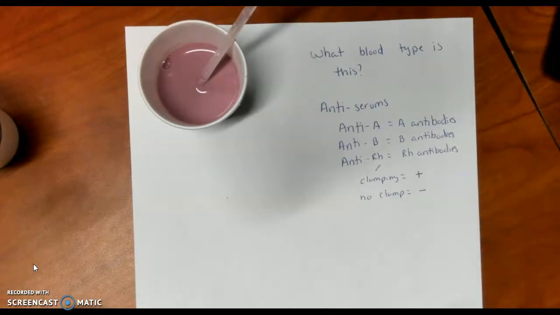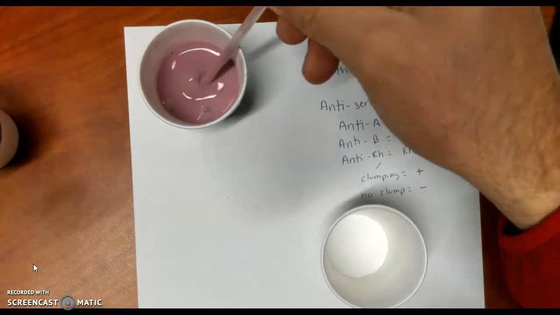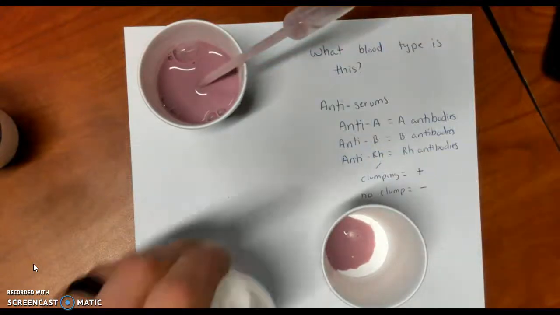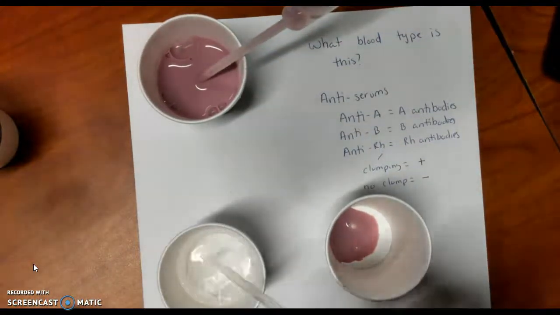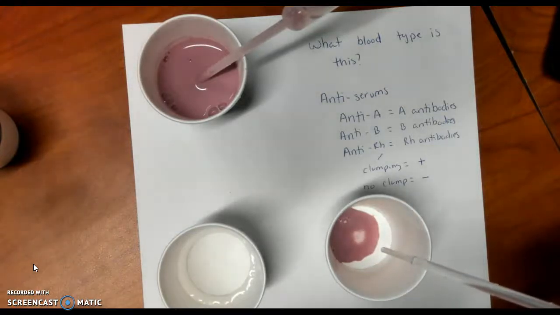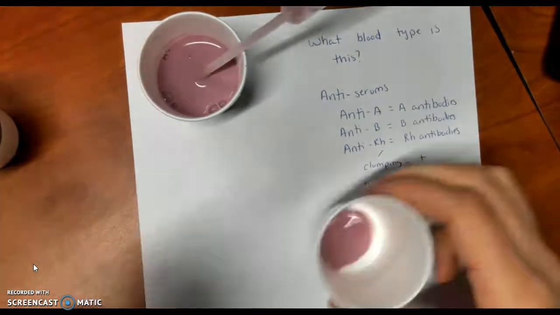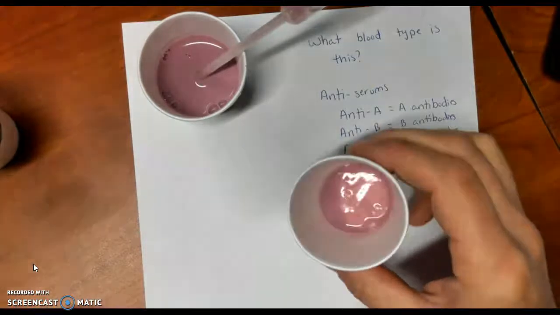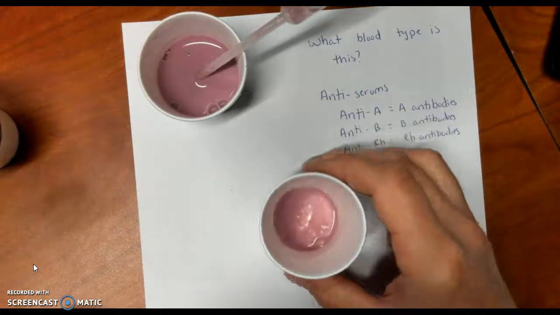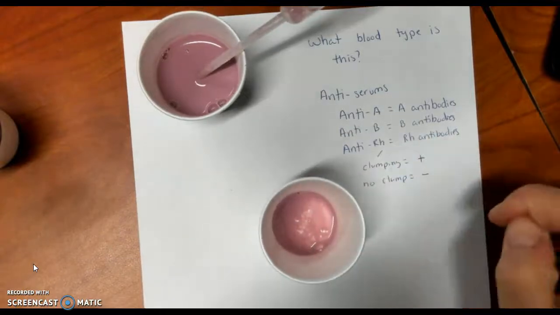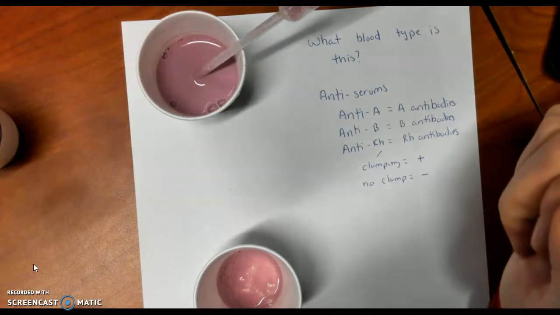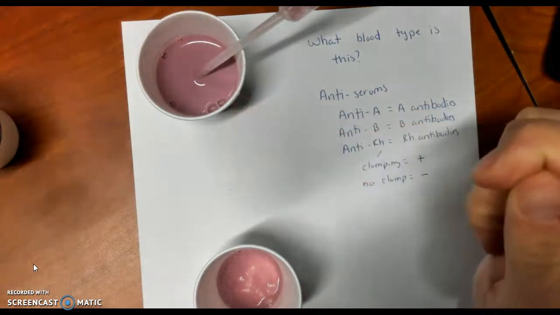So I could take another sample, take my Rh antiserum, add about 10 drops, and give it a swirl, and I immediately see that it's starting to clump up. That tells me that this does have the Rh antigen, so I now know that this blood type is A positive.